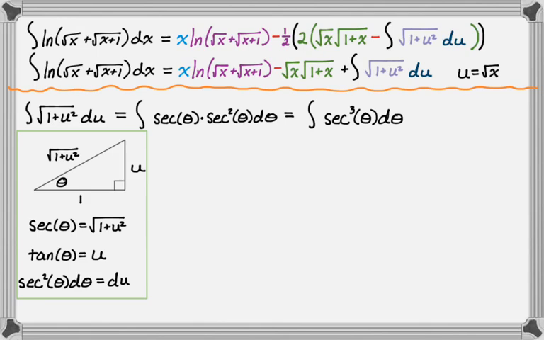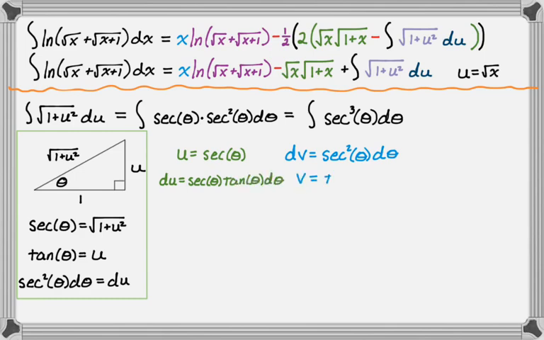So this is another one we can do by integration by parts. I'm going to let u equal secant. I'm going to let dv equal secant squared of theta d theta. Okay, so that means that du is secant theta tan theta d theta. And v is just tan of theta.